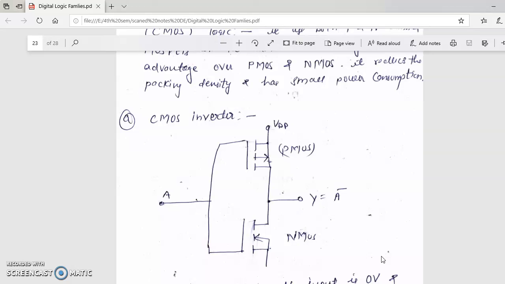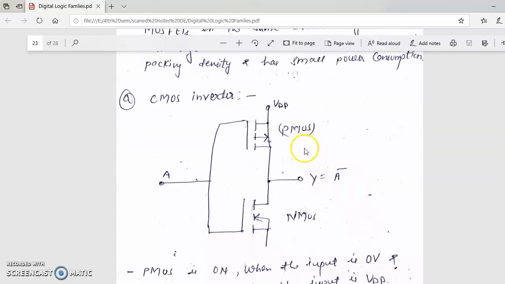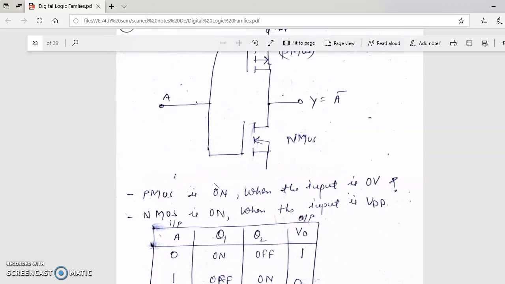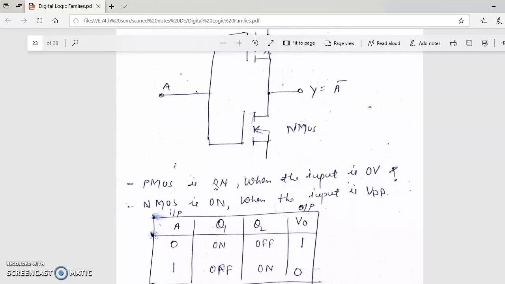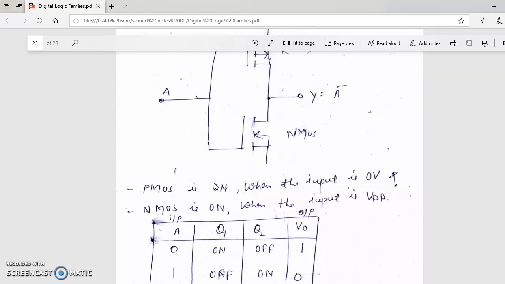This is the CMOS inverter. Okay, this is the simple circuit. We have one PMOS and one NMOS, and we get the output from this terminal. If we apply A as a high logic, that is 1, it means Q1 is off and Q2 is on. Okay, and accordingly the output is 0, that is a logic low level.